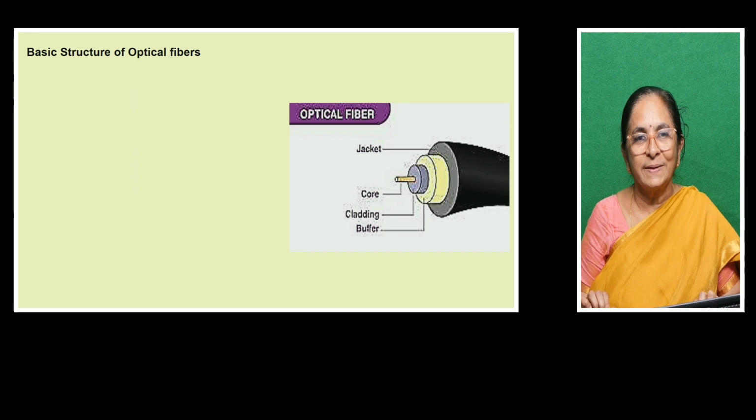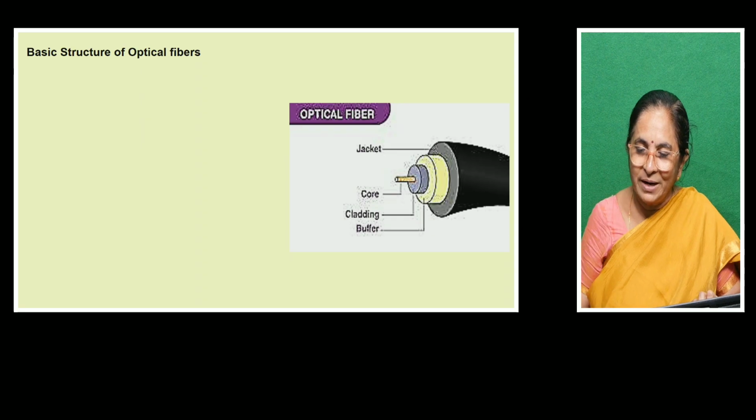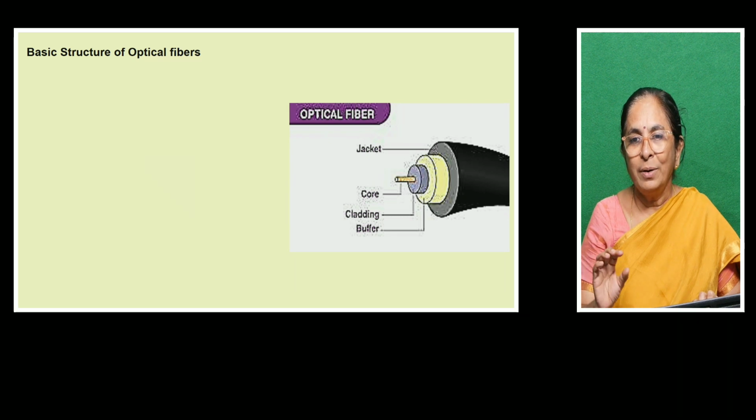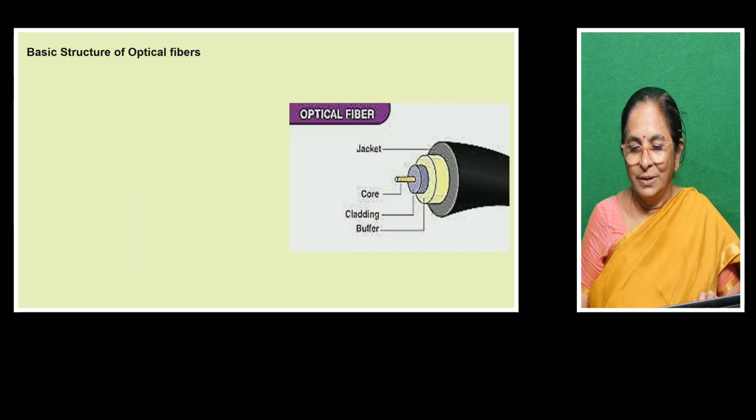Generally, this core has higher refractive index, and this cladding is the surrounding layer of the core. Its refractive index will be lesser than the core. And we have a buffer. This buffer is nothing but a coating or a layer surrounding the cladding for safe environment. All these three together will be enclosed in a jacket. So the total 1, 2, 3, 4 together we call it as an optical fiber. The outer jacket provides mechanical strength to the optical fibers.